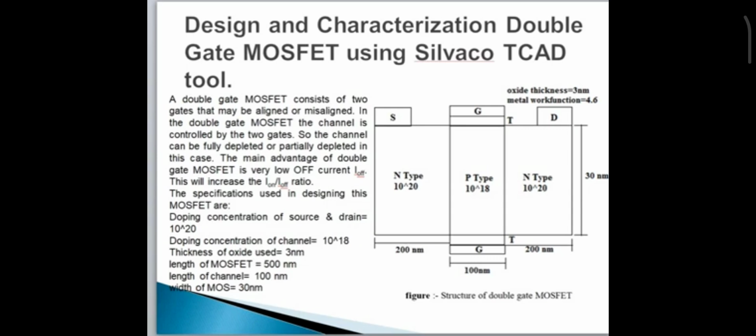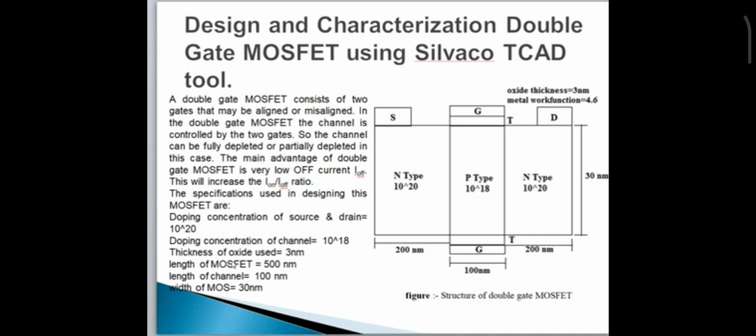Double gate MOSFET has a number of advantages and disadvantages. The main advantage of double gate MOSFET is very low off current. This will increase the Ion divided by Ioff ratio. If you talk about the disadvantages, in case of misalignment of gates, the leakage current in the device will increase, which leads to more power dissipation in the device. And one more thing, in the double gate MOSFET, due to two gates, top gate and bottom gate, parasitic capacitance will increase. This means in double gate MOSFET, the parasitic capacitance is very high in comparison to single gate MOSFET.